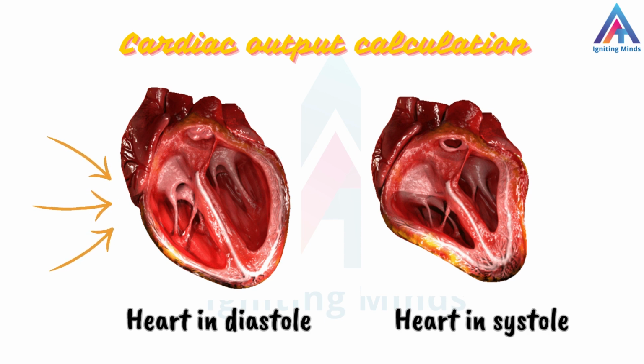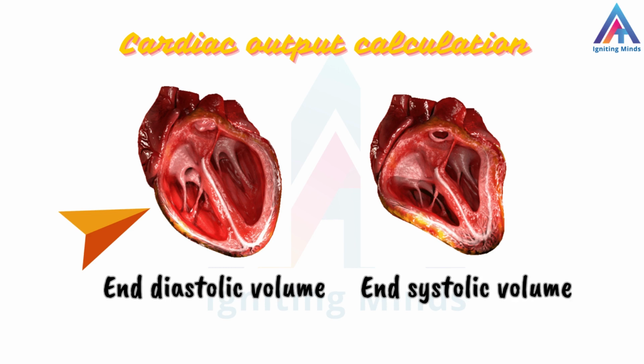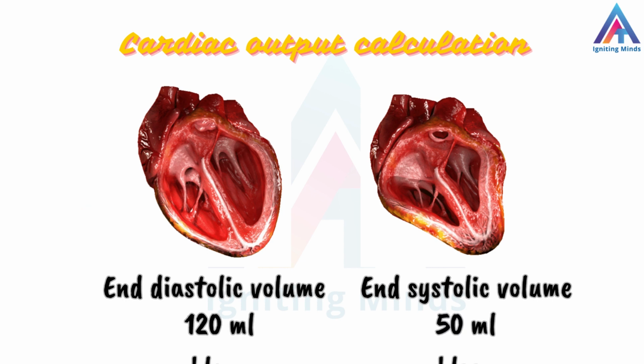Here you see the picture of a heart in diastole on the left. You can see that the ventricles are relaxed and expanded to allow the flow of blood for filling. On the right side, you can see a contracting heart, meaning the ventricles are in systole, pumping the blood into the great vessels. At the end of diastole, the volume of blood that is filled in the ventricle is called the end diastolic volume. The volume of blood in the ventricles at the end of systole after ejection is called the end systolic volume. The end diastolic volume, as a rough estimate, is around 120 ml, and the end systolic volume is roughly around 50 ml.